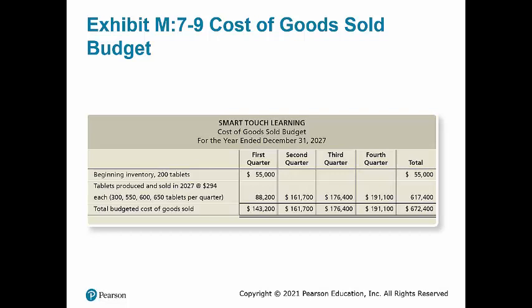So we add $55,000 and $88,200, and that is where we got cost of goods sold for the first quarter of $143,200. Then for the second, third, and fourth quarter, we multiplied the projected sales 550, 600, and 650 times the $294 per tablet, and that is where the cost of goods sold was derived for those 3 quarters. The total column would add the $55,000 and the total for the other production for this year of $617,400 to get total cost of goods sold for 2027 of $672,400, and that would be carried to the budgeted income statement.